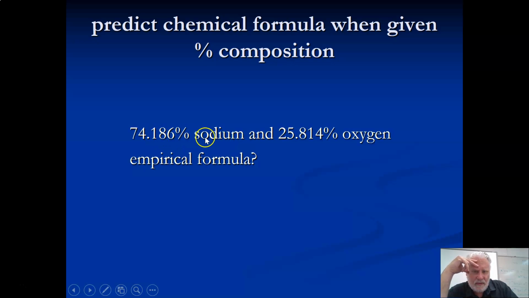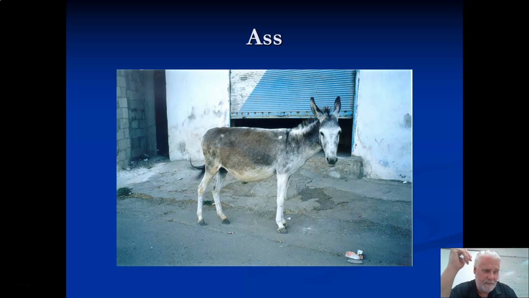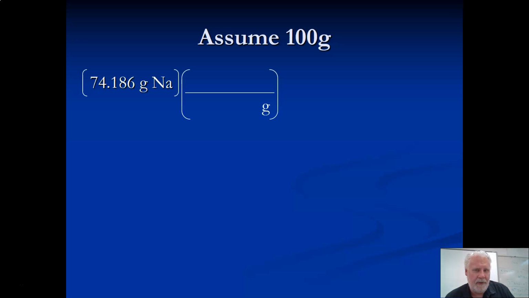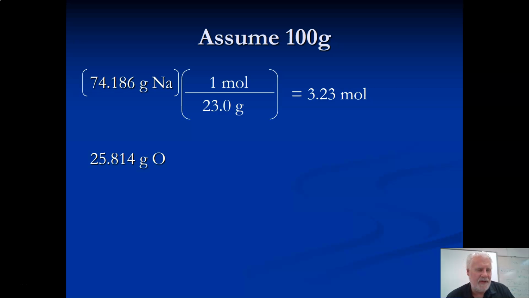Say you have 74% sodium, 25% oxygen roughly. What's the empirical formula? And if you'll remember, the first thing you did is, remember the little joke, and we had a bunch of pictures of some people in Hollywood, and then we said, no, you assume 100 grams. And if you assume 100 grams, then the percents can be converted into grams. And then you do a very simple gram to mole conversion. You look up on your periodic table, that's the atomic weight, and now you have the number of moles of sodium. Do the same thing with oxygen.